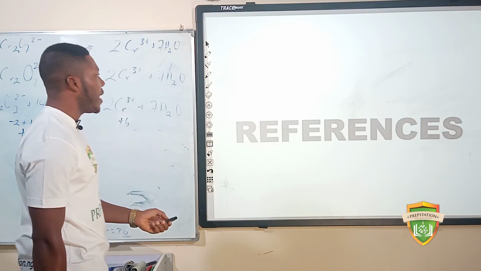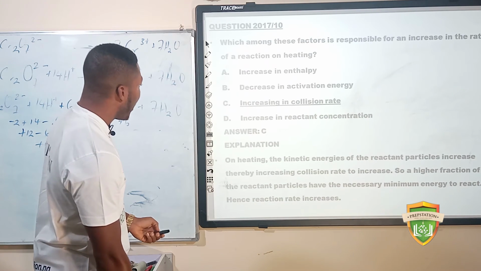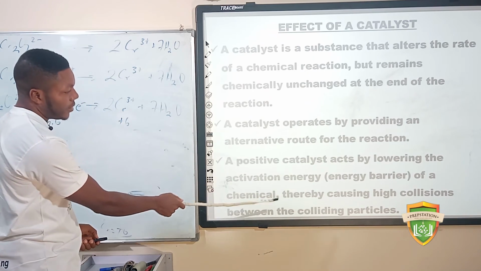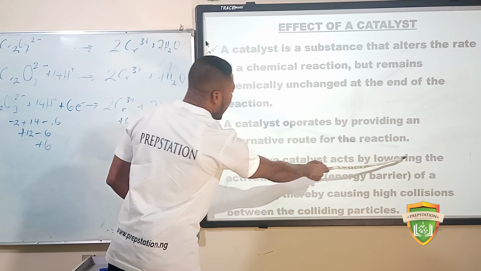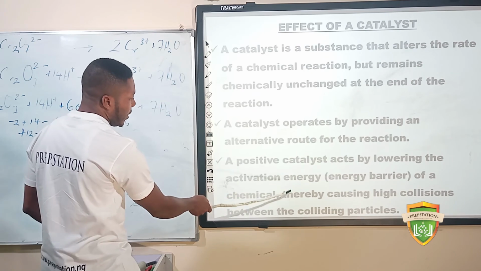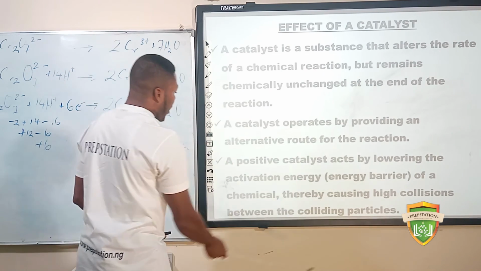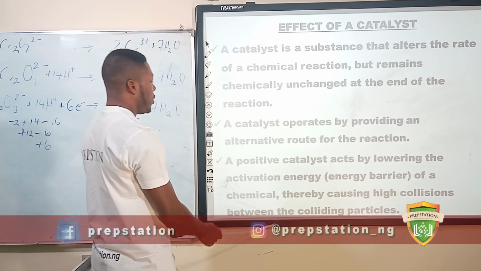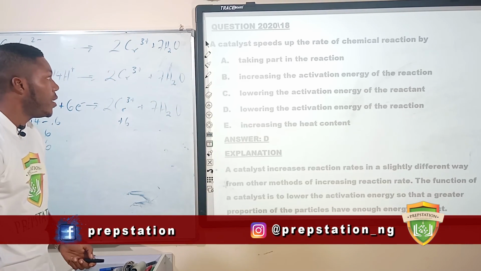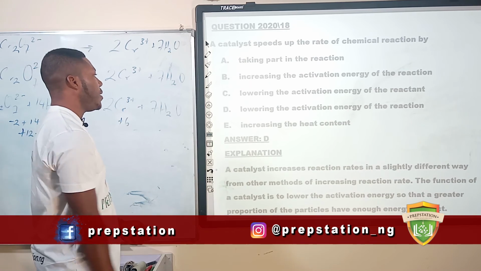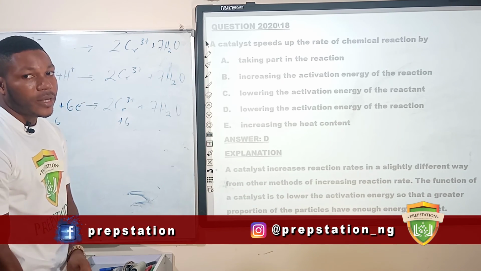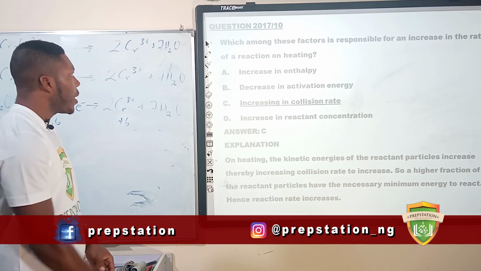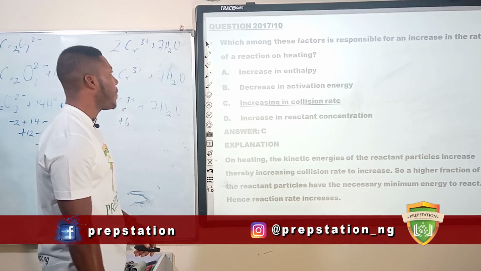If you go back to the previous slide, I said that we have two kinds of catalysts. Positive catalysts act by lowering the activation energy, which is the energy barrier of a chemical reaction, thereby causing more collisions between the colliding particles. Okay, the answer there is D, lowering the activation energy of the reaction. Okay, 2017 question 10.